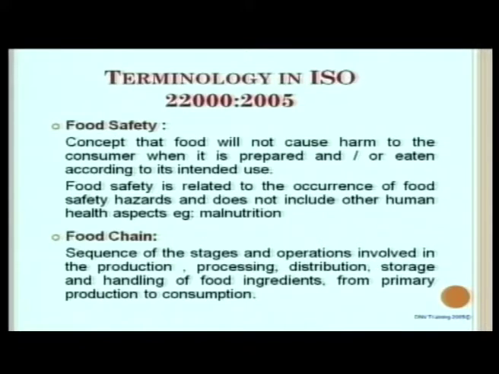Food chain is the sequence of the stages and operations involved in the production, processing, distribution, storage and handling of the food and its ingredients, from primary production to the consumer. This food chain aspect is very well defined in our coming slides, because this is one of the very important concepts which is being introduced in ISO 22000.